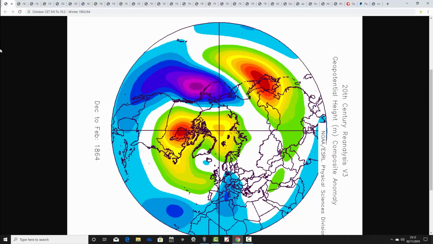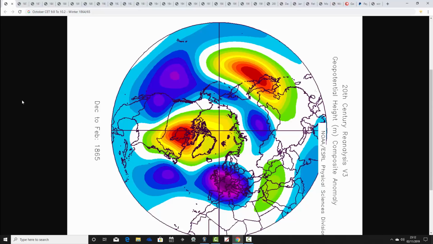The next winter, following an October CET of 9.8 to 10.2, is the winter of 1863, 1864. This one with the above average heights again out to the west, with below average heights to the south-southeast. Looks a little bit more westerly, this one. I don't think it's quite as cold, but perhaps had its moments for wintry type conditions.